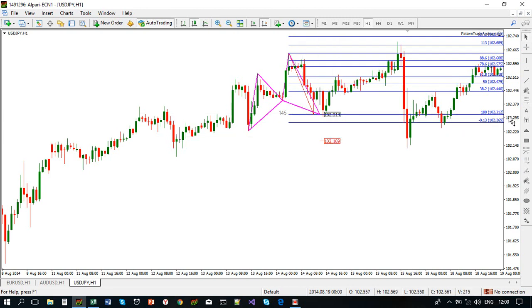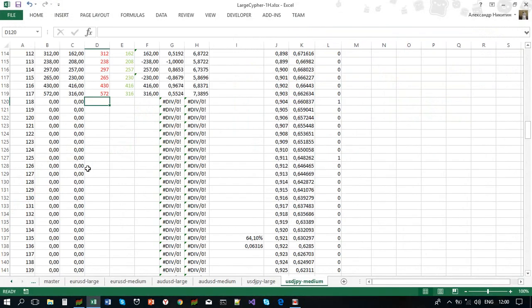$314, 312. Okay, it was touching reverse. 12.6, 14.5. 14.5, 12.6, and it equals to winner.